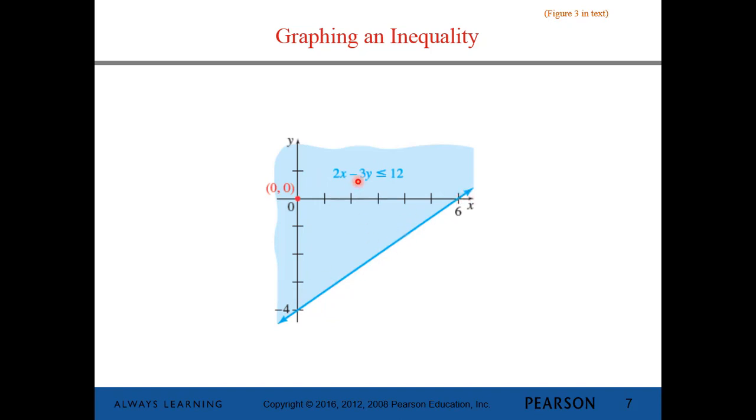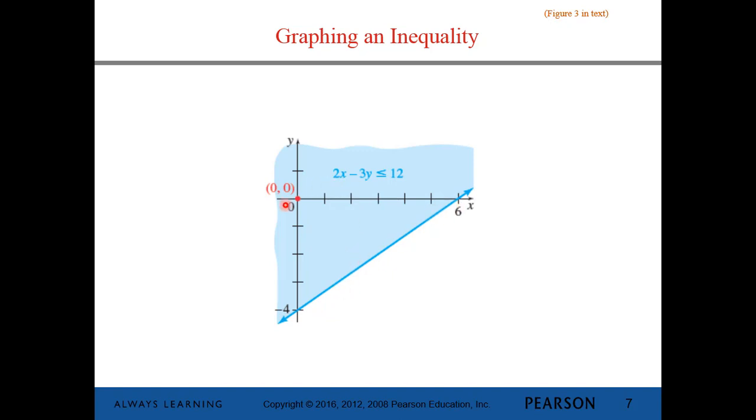Well, what you could do is use what's called a test point. In this case, they're using the origin as a test point. Okay, 0, 0 is always an easy one to use. Now, if you use a test point and you get a result that is a true statement, then you know that that point lies in the region where all of the points satisfy the inequality.